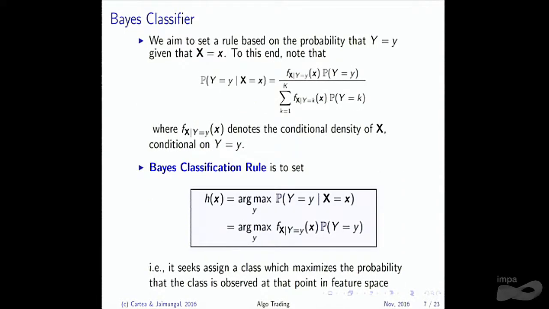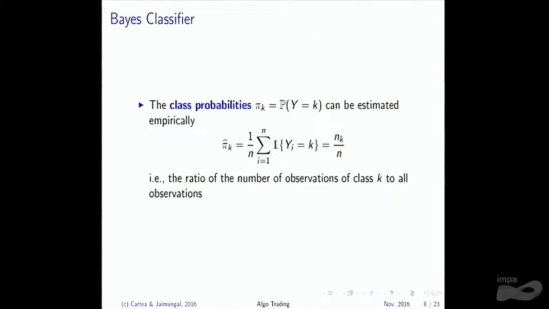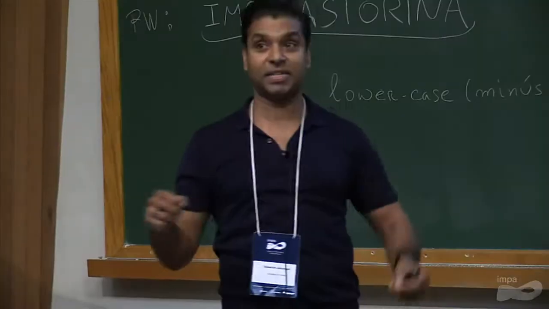Now, the question is, how do you model this? And can you do this in a model-free manner in some way? Well, the probability that the class is of a particular type, that's kind of easy. This is an unconditional probability. So based on your data, you simply count. You say, okay, I have a whole bunch of data. They're all over points in feature space everywhere.